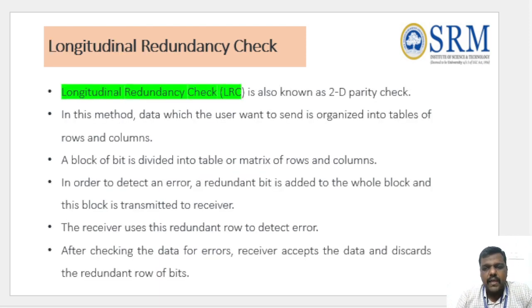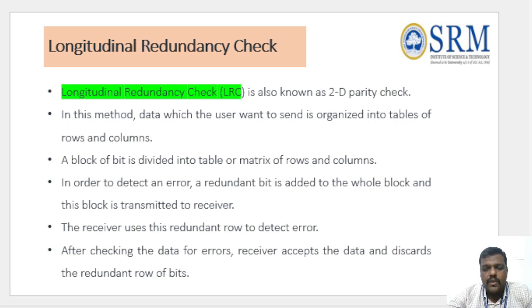Now there comes a second one called longitudinal redundancy check. This longitudinal redundancy check is also called the two-dimensional parity check. It makes your data into rows and columns. The block of data is divided and put in a matrix format as rows and columns, and the redundant bits are added. We also add up all the data bits and find a redundant bit there.